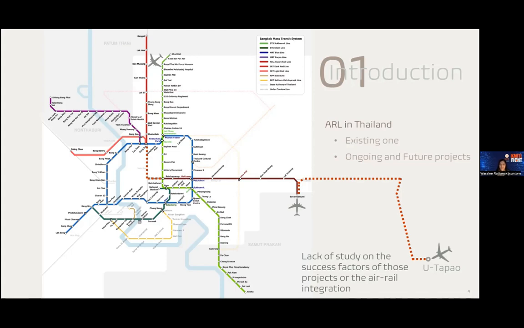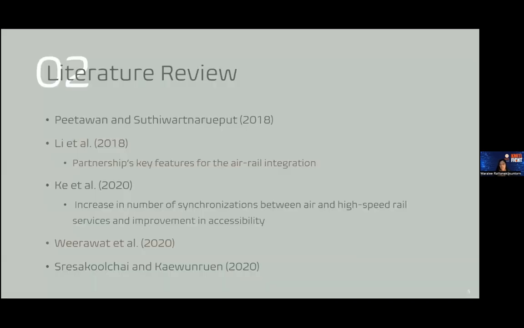There are researchers that have explored the operational challenges of the ARL with extended service to the 3 airports. And there are other researchers that have studied the investment approaches of the high-speed rail link that links the 3 airports. However, the success factors of these projects or the aerial integration have not been studied. So this is the gap that I have found. It brings me to the point that I discussed with my co-author, to work on identifying the factors that will affect the success of the aerial integrations for the rail projects in Thailand.